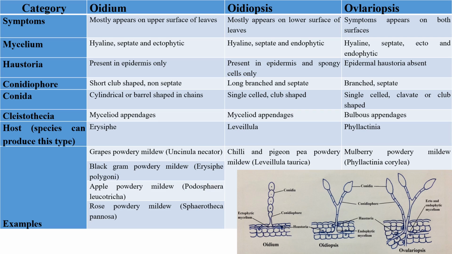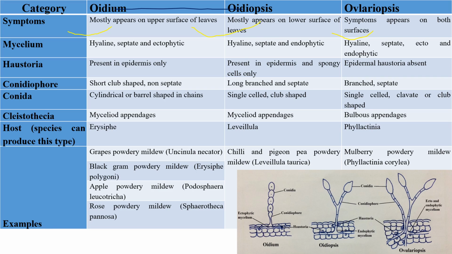These are all the different types of powdery mildews: oidium type, oidiopsis type, and ovulariopsis type. When we see here, the symptoms mostly appear on the upper surface if it is oidium. If it is oidiopsis, the lower surface. If it is ovulariopsis, the symptoms appear on both surfaces.